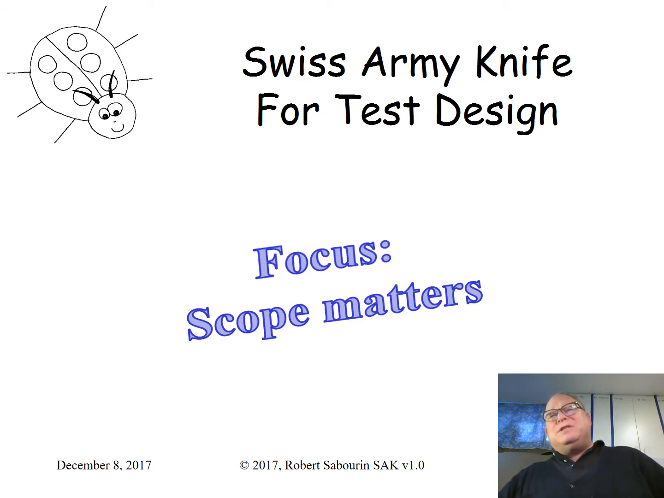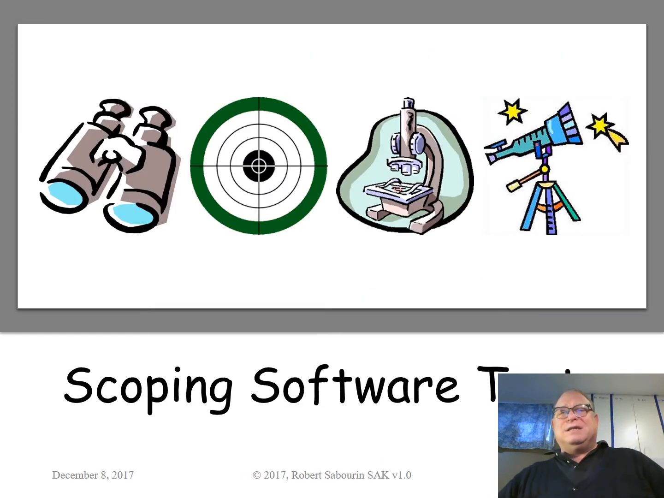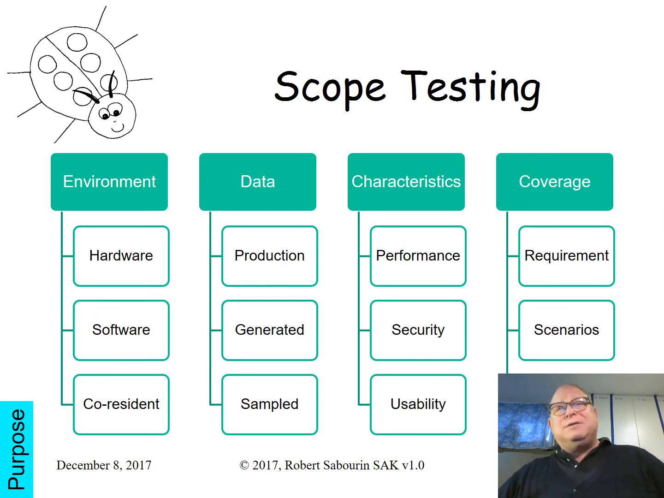It's important for us to understand the depth of our testing, the scope of our testing. For example, scoping software testing is often a question of looking at it. What part are we looking at? What are we going to focus on? What features matter? What features don't matter? We can look at the environment when we're scoping testing. What platforms matter? We can look at data. What type of data matters?